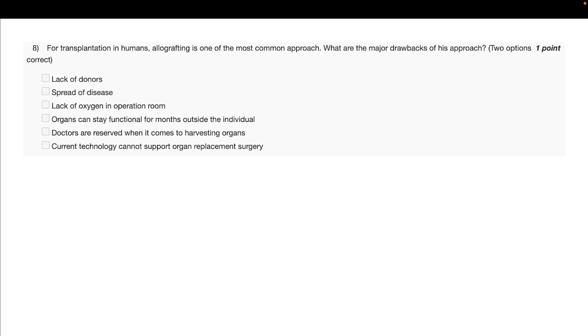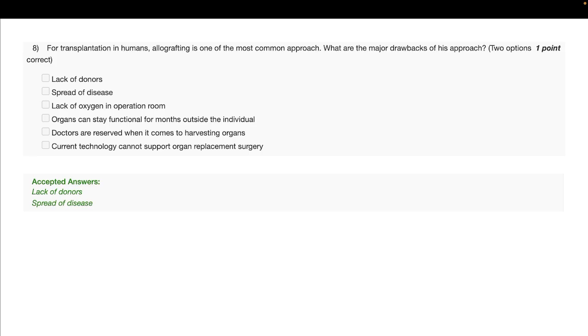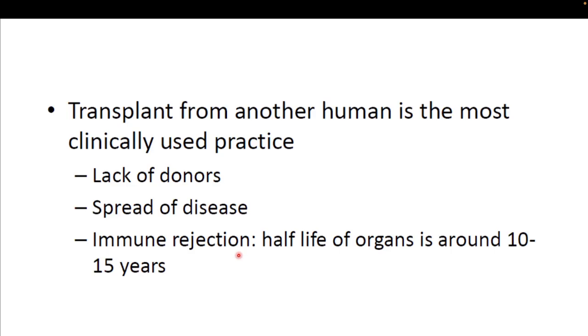Okay, let's look at the answers. Both of you are correct. Has anybody else answered? Okay. Both of you are correct. The correct answer is option 1 and 2, lack of donor and spread of disease. This is what we were discussing in the introductory slide as well. So transplanting from one human to another human is first of all known as allografting.